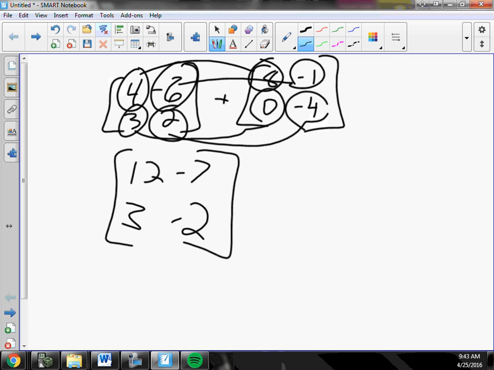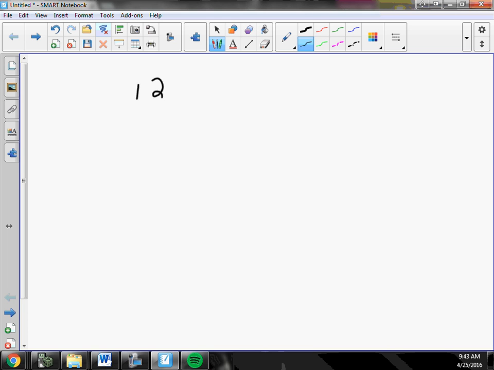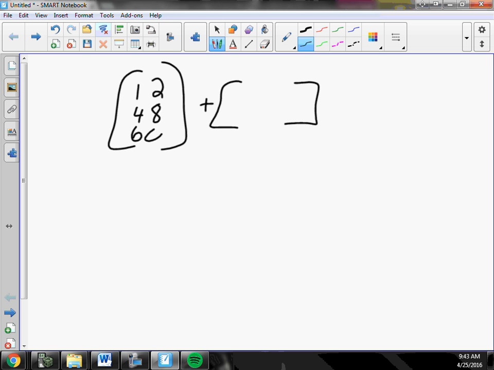So if we add matrices together, something has to happen. They have to have exactly the same order. A 3 by 3 can only be added to a 3 by 3. You cannot add a 3 by 3 and a 2 by 3, even though they have the same amount of numbers. So if I had 1, 2, 4, 8, 6, 0, and I added it to this, you cannot add those together. They have a different order. They have the same number of points, but you cannot add them together.